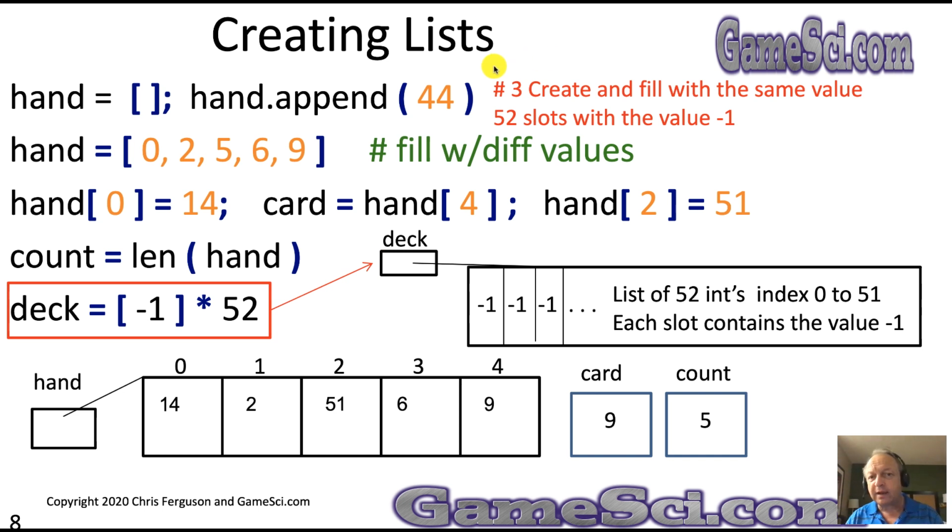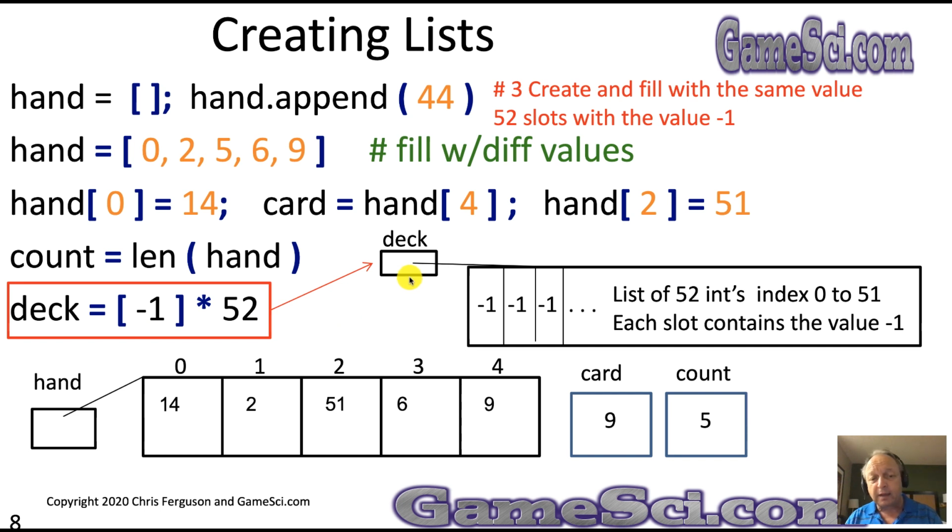At the start of this slide, I promised you 3 different ways to create a list. Here's a third way to create a list. Let's create and fill with the same value. A deck of playing cards would have to be represented with a list of 52 slots. So what we're going to do here is create 52 slots with the initial value of -1. I'll say deck equals square bracket -1 end of square bracket times 52. What this is saying is I want 52 -1s. I want a list with 52 slots, and each of the slots shall contain a -1.